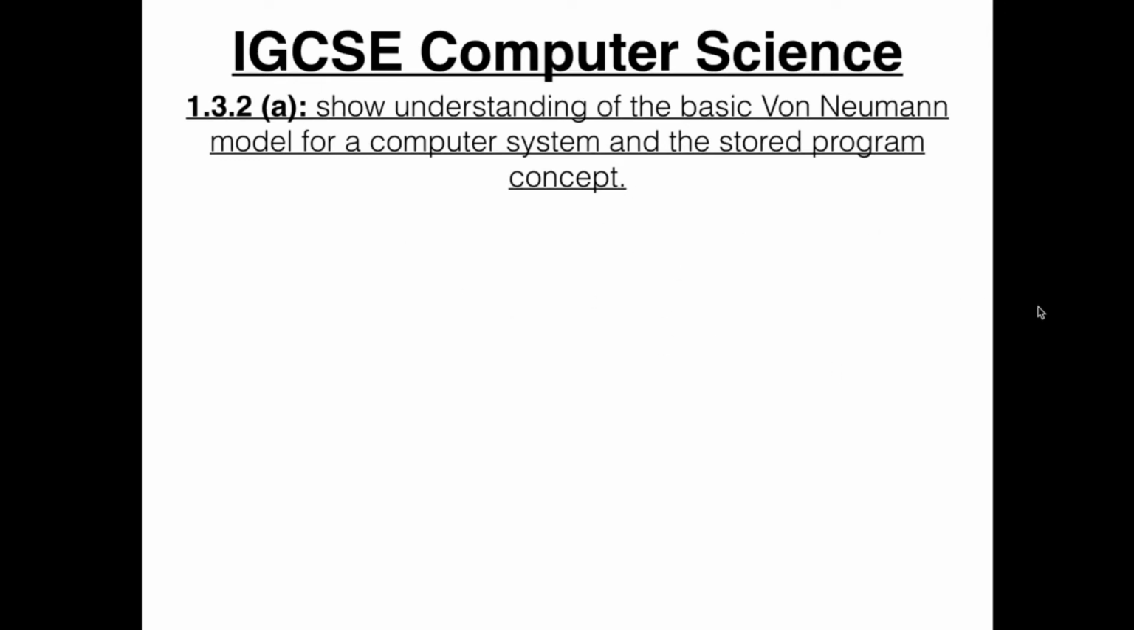IGCSE Computer Science, Syllabus Statement 1.3.2a: show understanding of the basic von Neumann model for a computer system and the stored program concept. So we're pretty much learning about the CPU and how it works. Yeah, that's it.